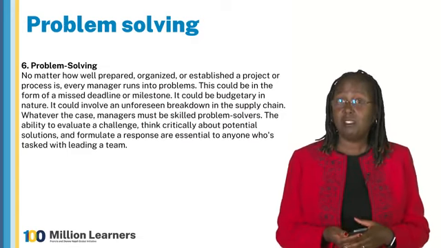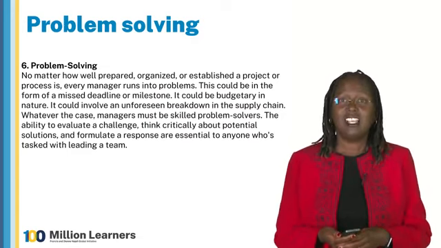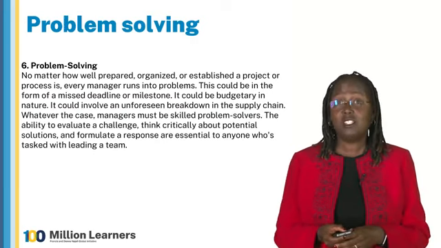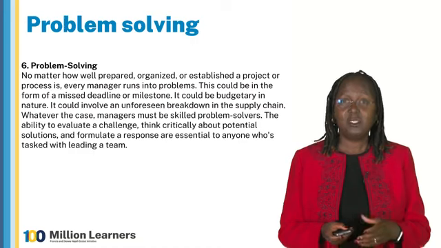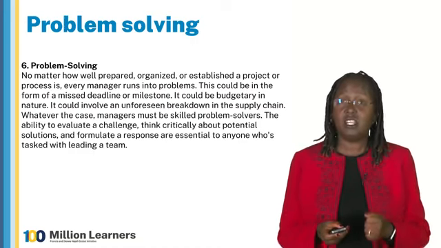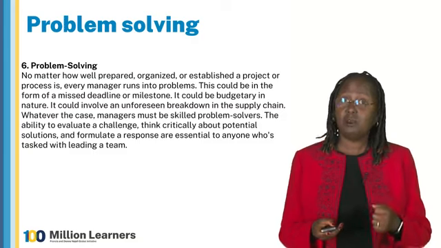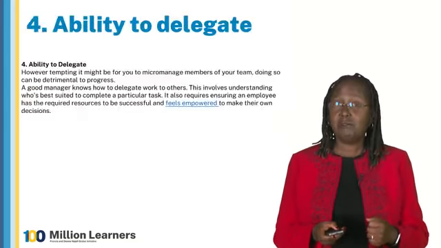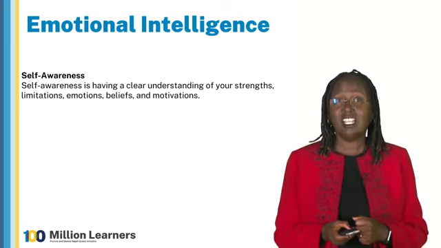Will there be problems in your teams? Yes. The good strength of a good leader in managing teams is the ability to problem solve. And so, 7 ways in which you can harness and manage your teams. Number 1, problem solving. Number 2, openness. Number 3, ability to delegate. Number 4, organization. Number 5, emotional intelligence.